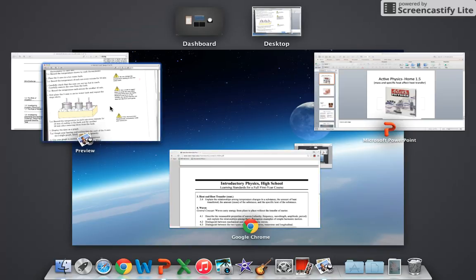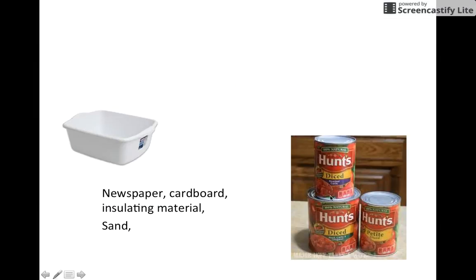Now, if you don't happen to have those handy cans that came with the kit, you can easily supplement. Tomatoes tend to come in different size cans: small, medium, large. So you might have to cook a pasta dinner the night before, but you can bring in some empty cans to use. Bring in some newspaper, some cardboard, some insulating material if you have it, or even use some sand. So just different materials for them to compare. And for your ice or hot water bath, you could just use a little plastic container.